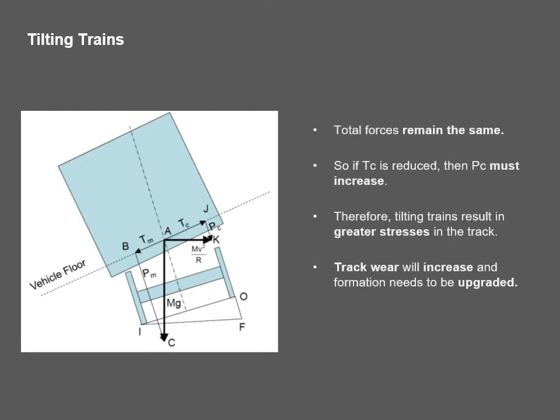So the total forces remain the same. So if TC is reduced, then PC must increase. Therefore, tilting trains result in greater stresses in the track. So track wear is going to increase, and subsequently the formation needs to be upgraded.